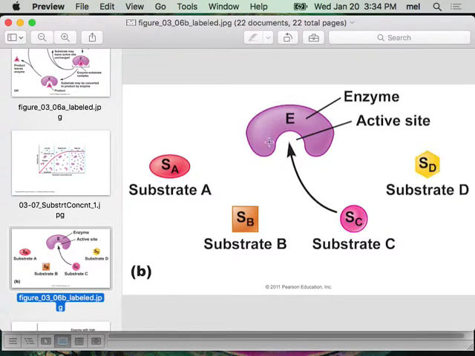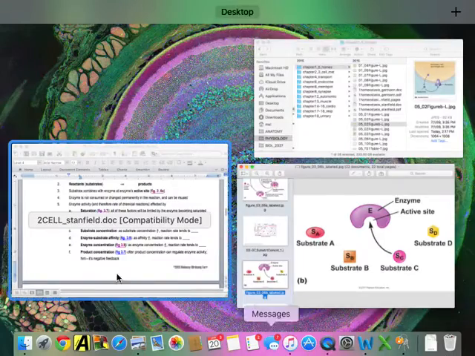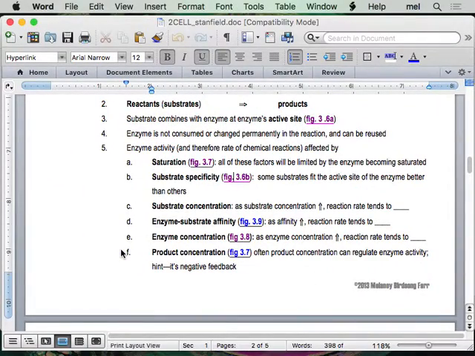No. And substrate D, maybe if you're starving for substrate, that would work, but then B never does, right? Does that make sense? So what I want to tell you about substrate specificity is that some substrates fit the active site better than other substrates.